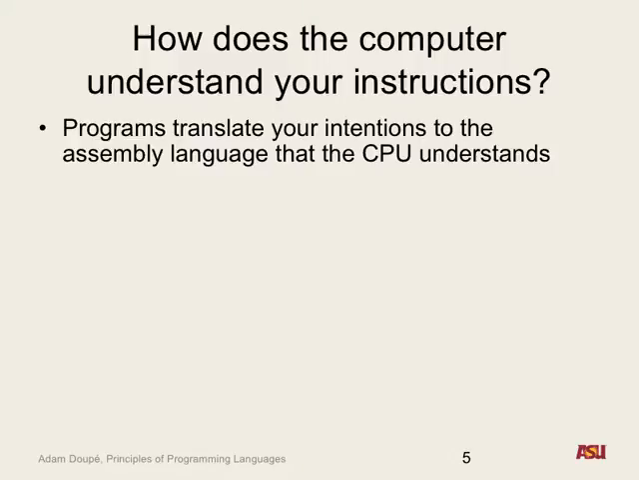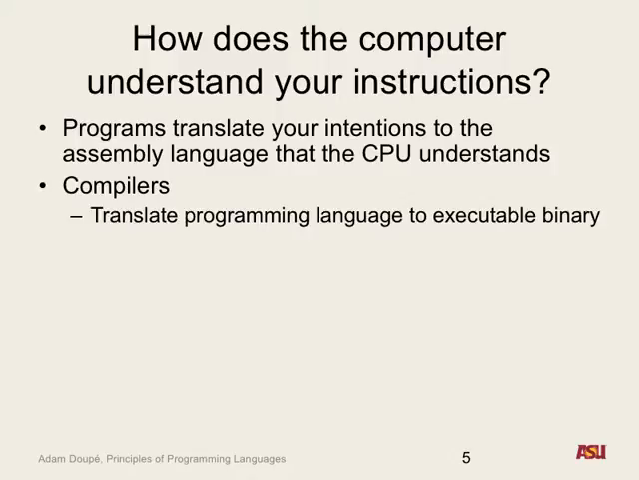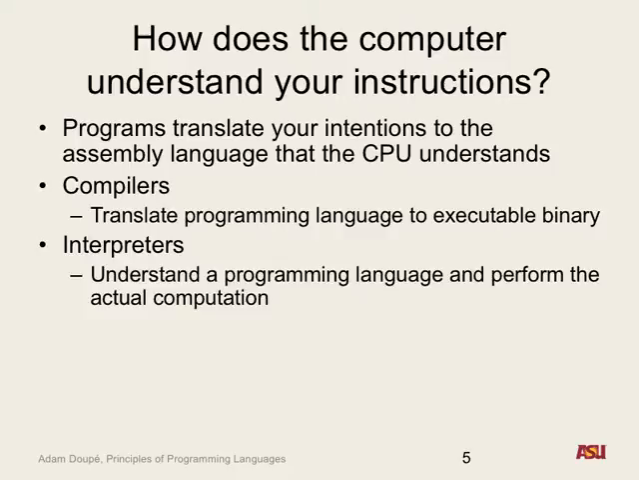So we talked about programs that translate what you, the programmer, intend, what you want to have happen, into the assembly language that the CPU actually understands. And that's how you can actually get computation performed. We talked about compilers, which translate from a programming language to an executable binary, typically. We talked about interpreters, which look at a program in a programming language itself and then actually perform those computations and the actual behaviors themselves. And then we talked about this new kind of term, transpiler, which is translating basically from one programming language to another.